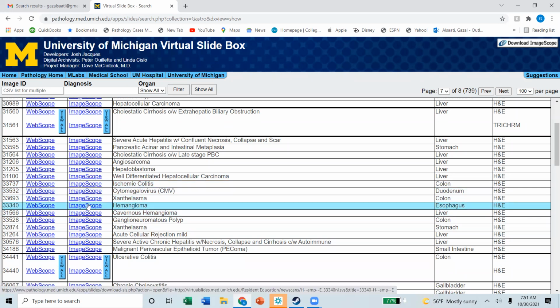Hemangioma. No, that's esophagus. Am I in the right place? Hold on. I did that duodenum, xanthelasma, hemangioma. How did we jump to the PEComa?